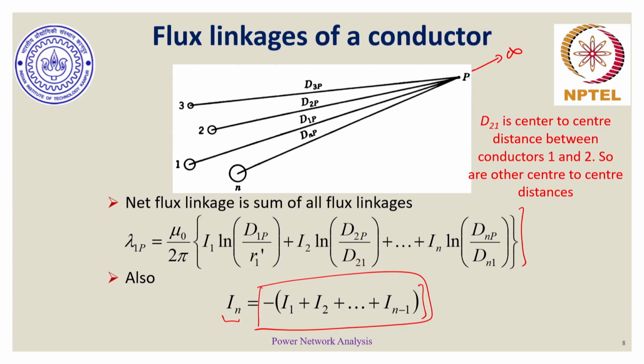Don't you think that the individual distances, that is d1p, d2p, d3p, dnp, would more or less tend to be equal to each other? If not equal, their differences would become marginally so small, because point P is very far off from this arrangement of conductors.